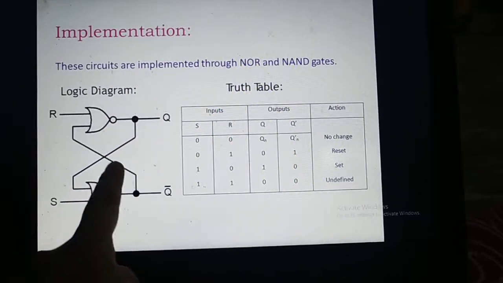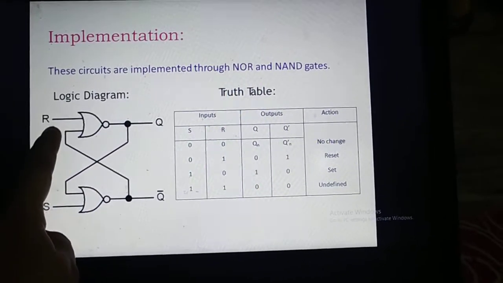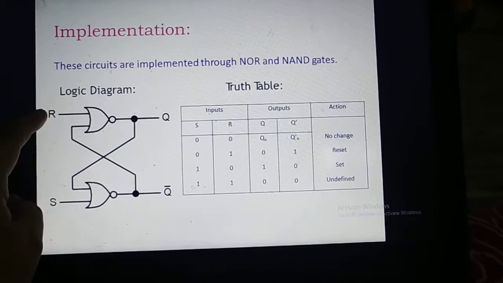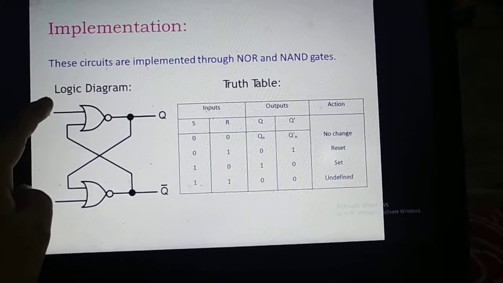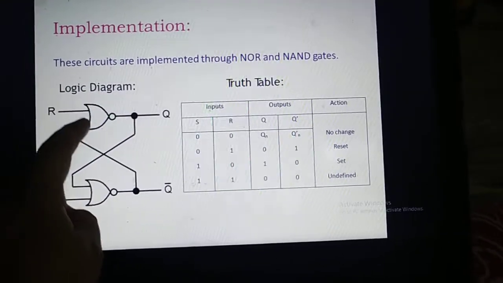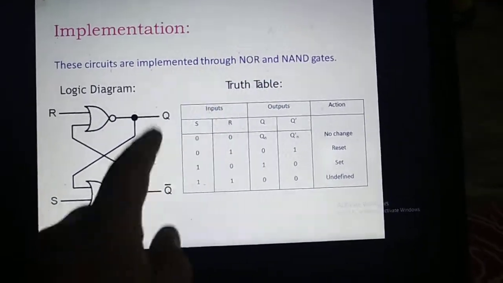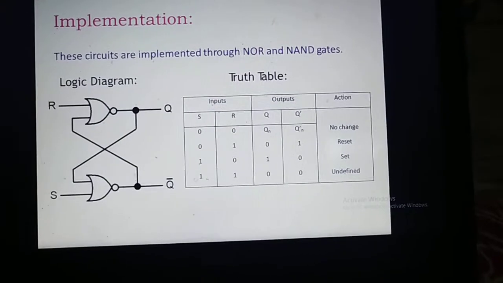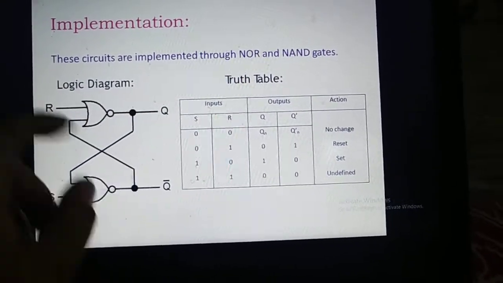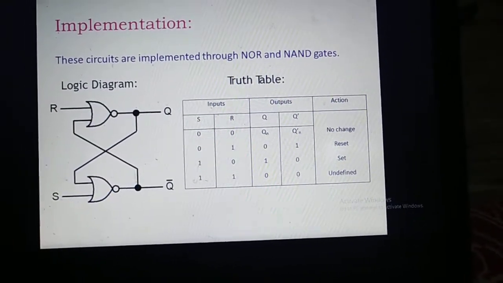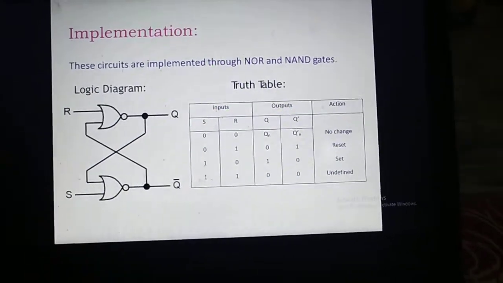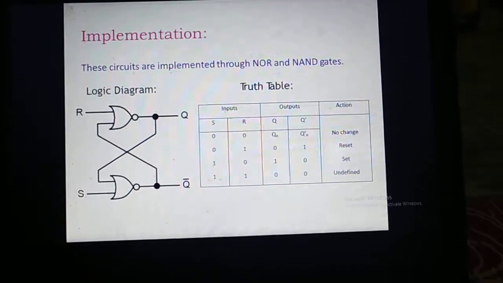This 0 goes here, and the R value is also 0. The NOR output for 0 and 0 is 1, so Q will be 1. Now the output is 1 and 0. This condition is called the set condition. So this is the overall working of the RS flip-flop.